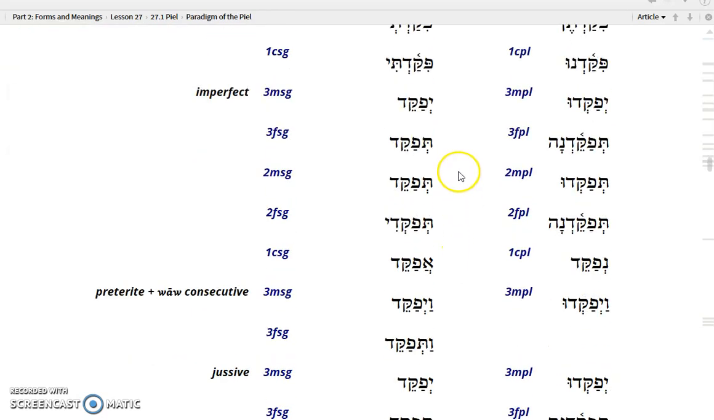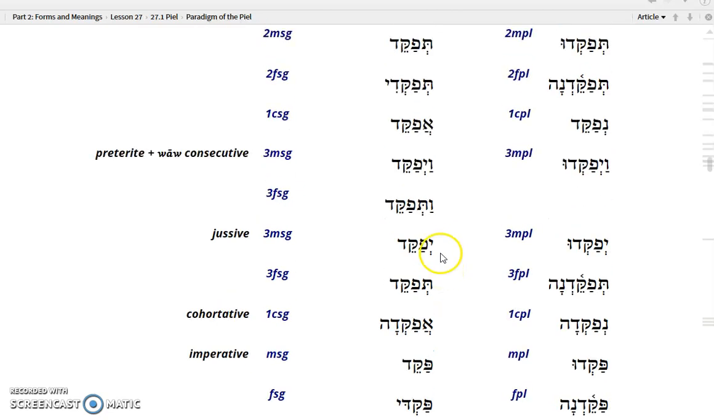The imperfect: one of the signs of the imperfect is that the prefix, the yod or the tav or the aleph, will have a shewa under the prefix. The suffixes are the same as in the imperfect in the Qal. So the second feminine singular would be prefix tav, suffix i. It's just that what's in the middle is changed: instead of being tiqtedi, it becomes teqaddedi, and so on and so forth.